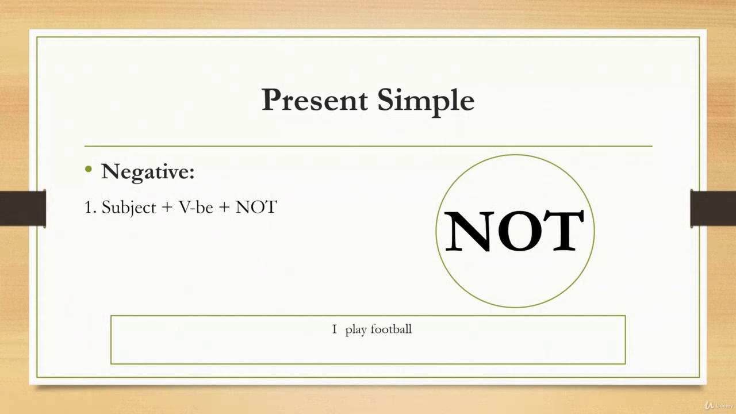The second case, where we don't have a verb to be: I play football. We have an action verb, but we don't have a verb to be to put not after it. So we will ask for help from a helping verb, the verb to do. We will put a verb to do and not after the verb. But what is the verb to do?